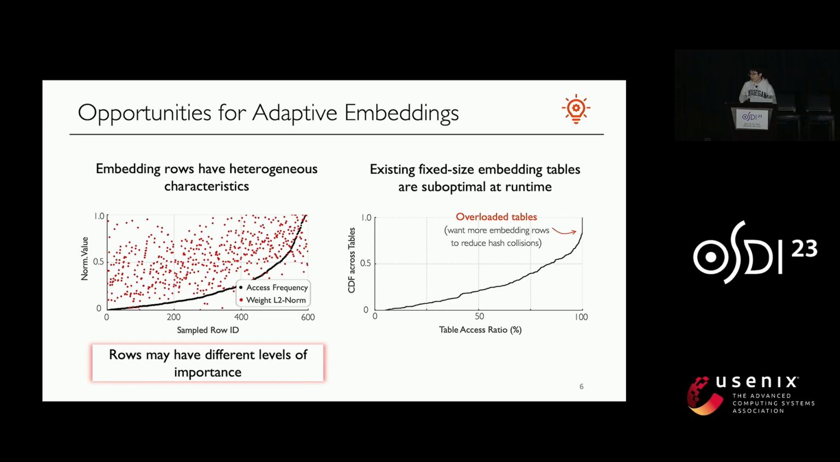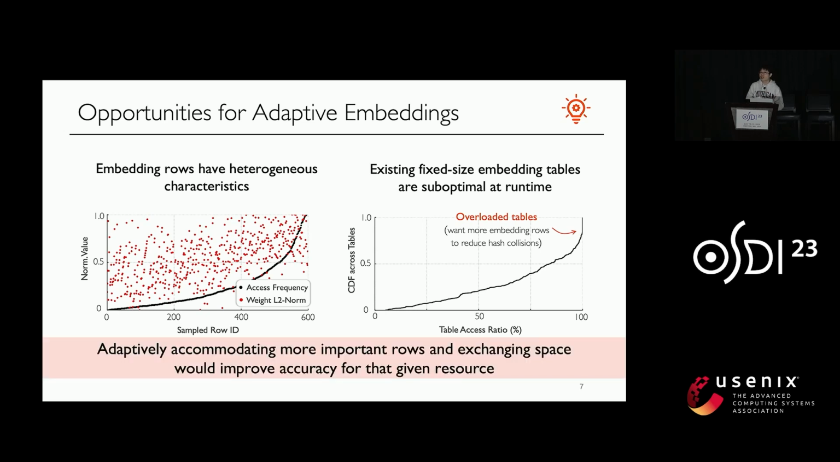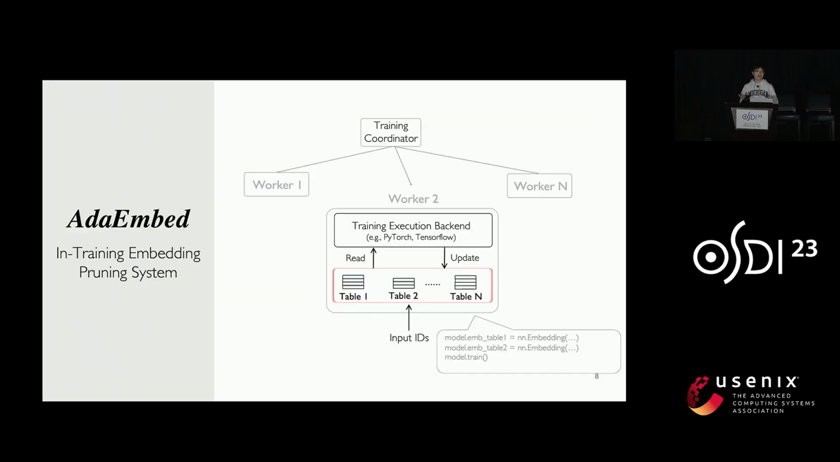Now, if we can have a scalable system to adaptively exchange the embedding memory to accommodate more important embedding rows, we may even achieve better model accuracy for that given resource. But it's quite difficult because as model training and the recommendation trend move on, all these heterogeneities fluctuate over time. So we introduced AdaEmbed to enable efficient embedding pruning on the fly.